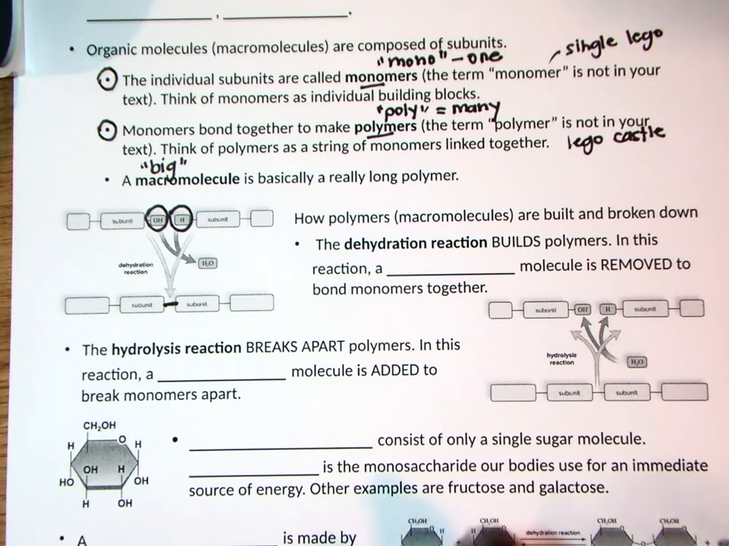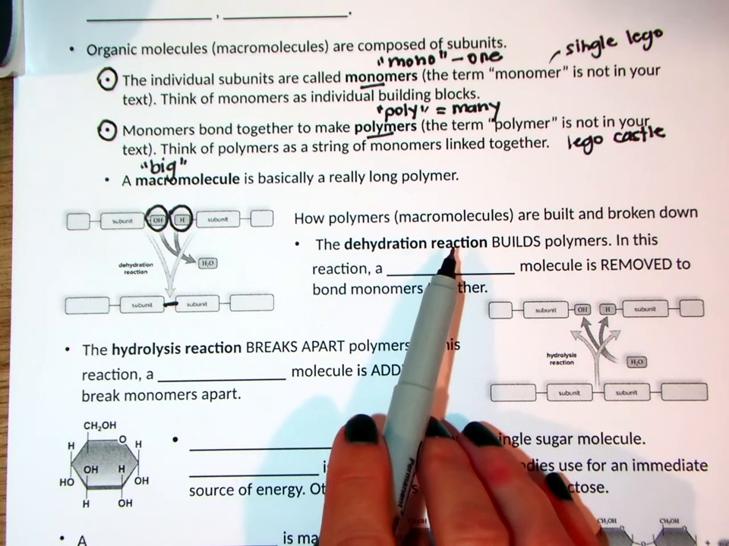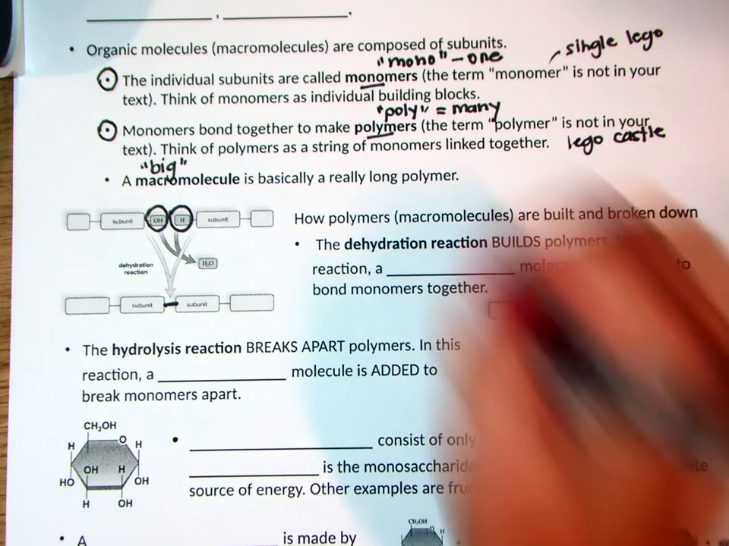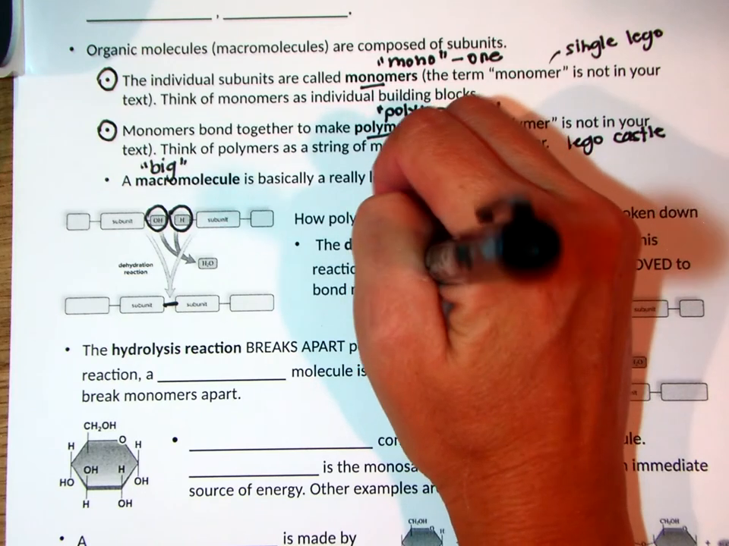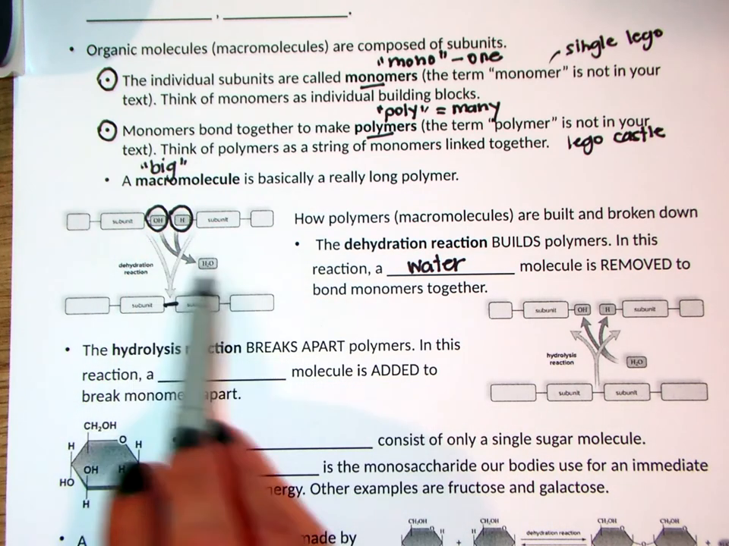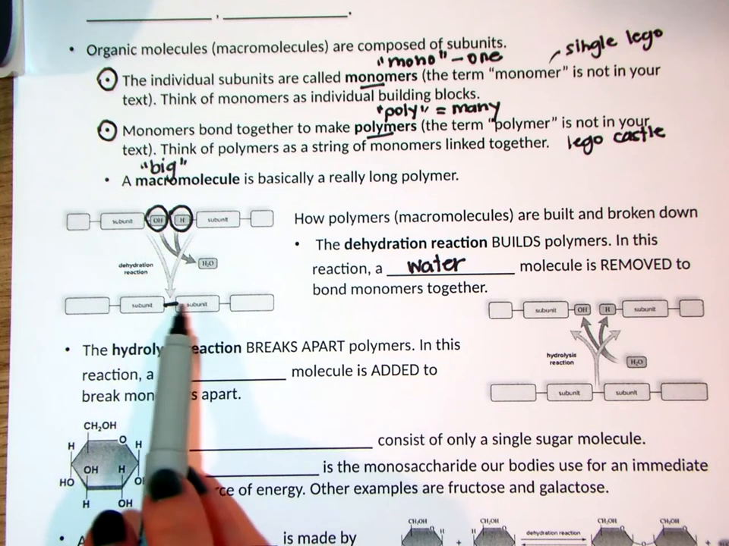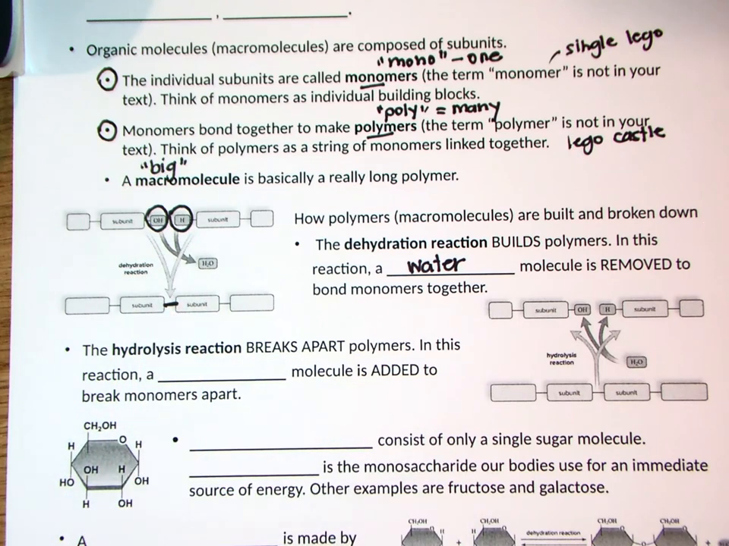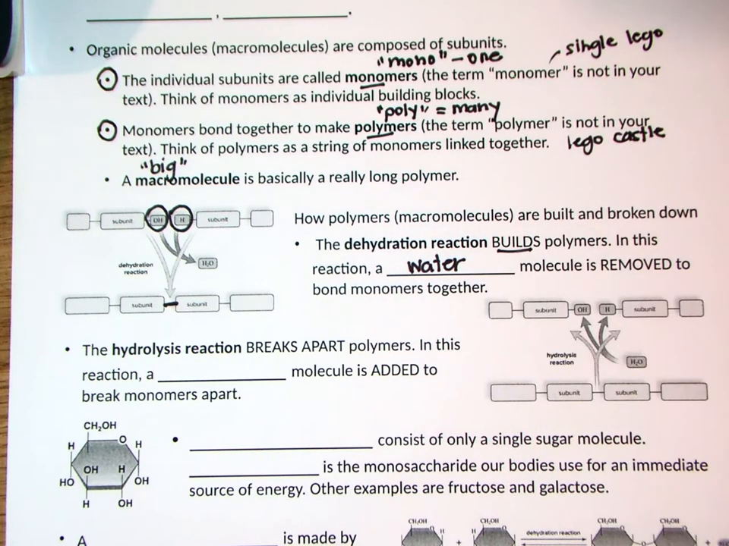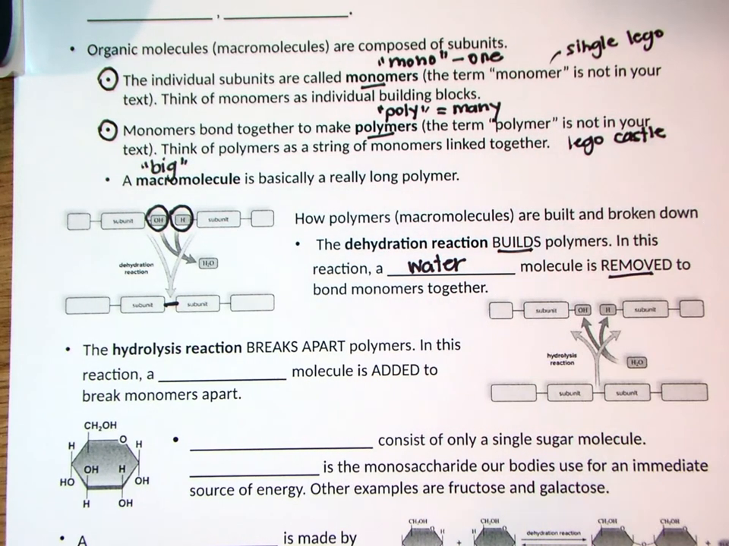Alright, so let's make sure we have this filled in. How polymers or macromolecules are built and broken down. So the dehydration reaction builds polymers, and in this reaction, a water molecule is removed to bond monomers together. Like we see in the picture here, there goes water. It leaves spots where these monomers can bond together. So when you hear dehydration, again, think building, and water is removed.